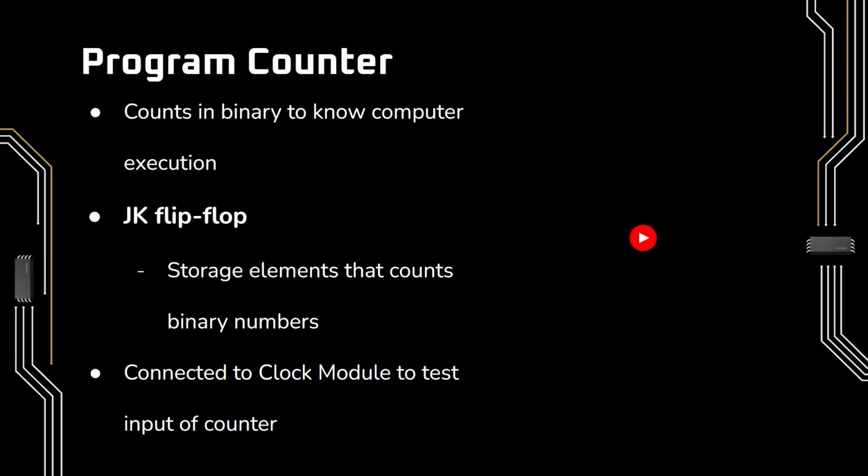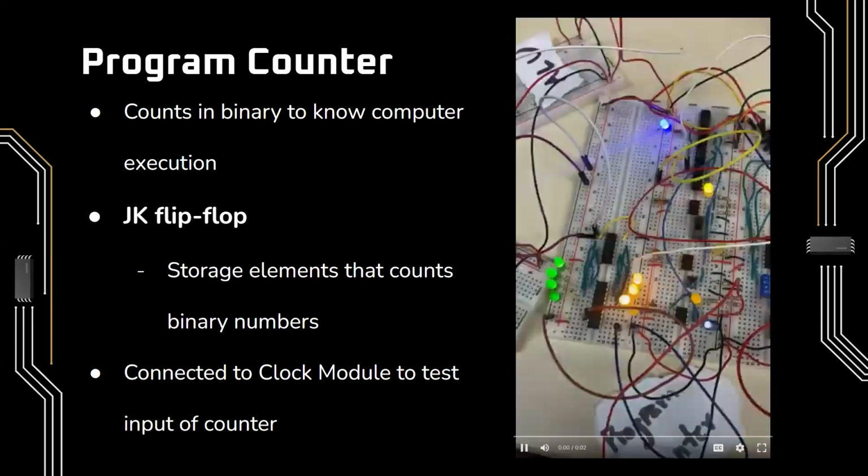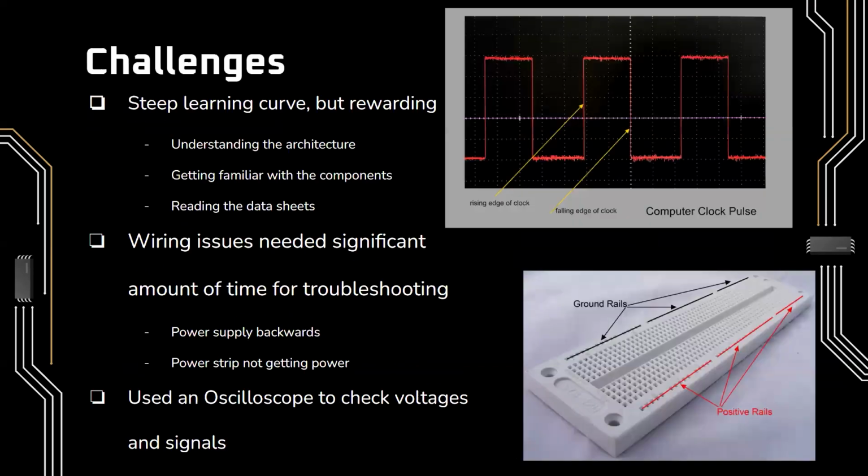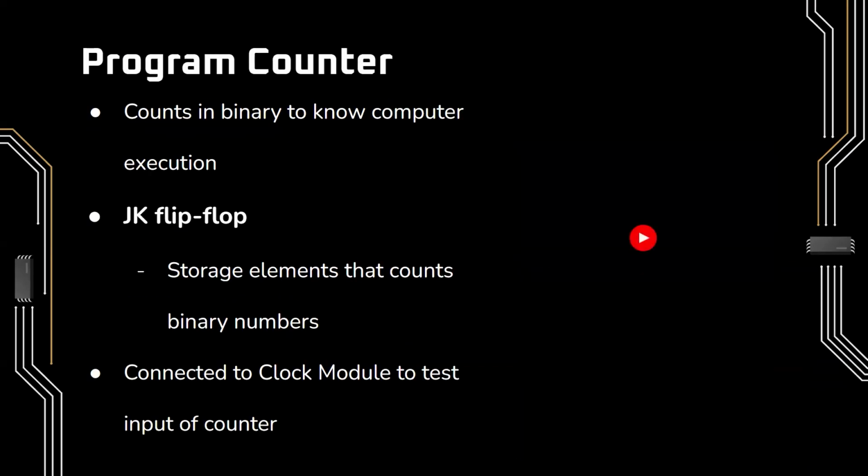And finally, we also have a program counter. Basically, this counts in binary based on the computer's execution. This uses a JK flip-flop chip, and it's basically used to store the binary elements. We connected this to the clock module, as you can see here, to test the input. So the green and orange lights were basically based on the clock signal.